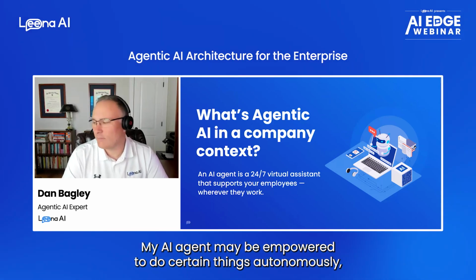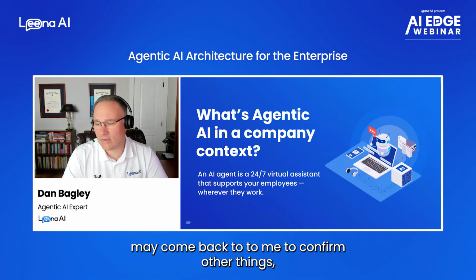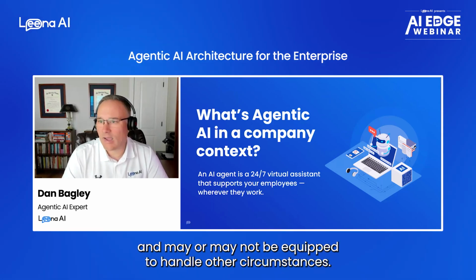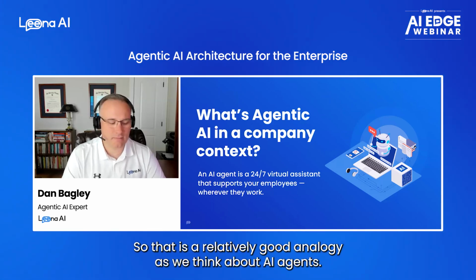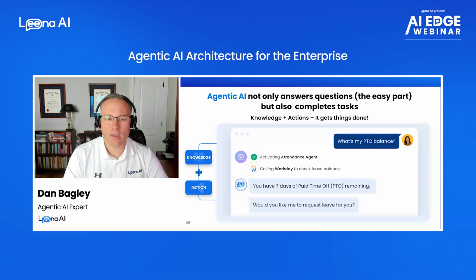My AI agent may be empowered to do certain things autonomously, may come back to me to confirm other things, and may not be equipped to handle other circumstances. So that is a relatively good analogy as we think about AI agents.